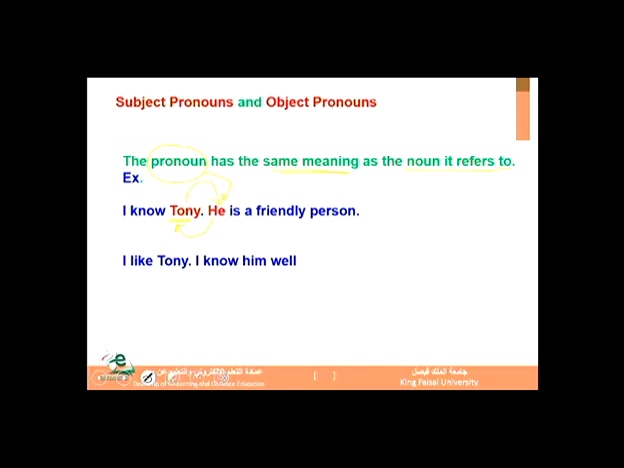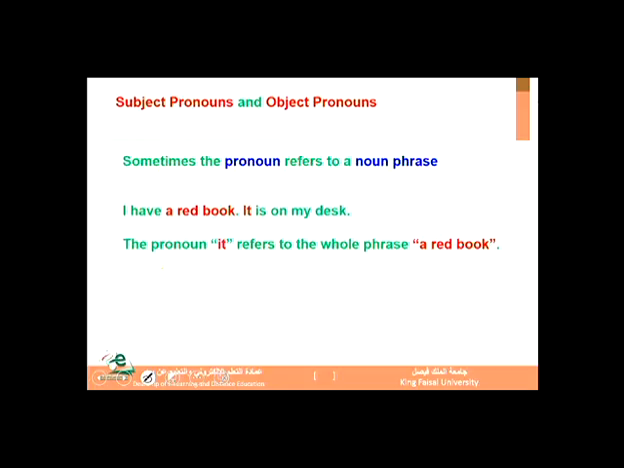Why? Because the pronoun has the same meaning as the noun it refers to. He refers to Tony. Look at this sentence. I like Tony. I know him well. Tony, him. So again, if you say, I know him, you know who? I know Tony, because him has the same meaning as the noun it refers to. In other words, pronouns will have the meaning of the nouns that they refer to. Let's look at another example where sometimes the pronoun refers not only to a noun, but to a noun phrase. I have a red book.